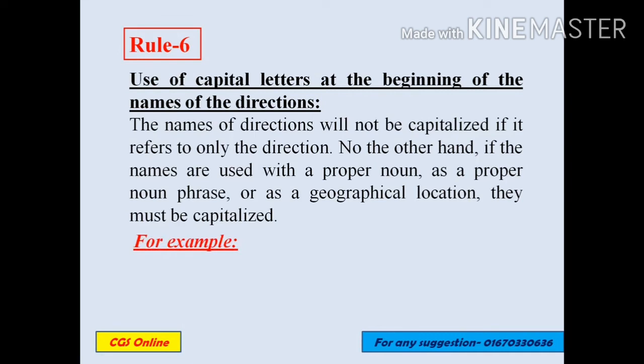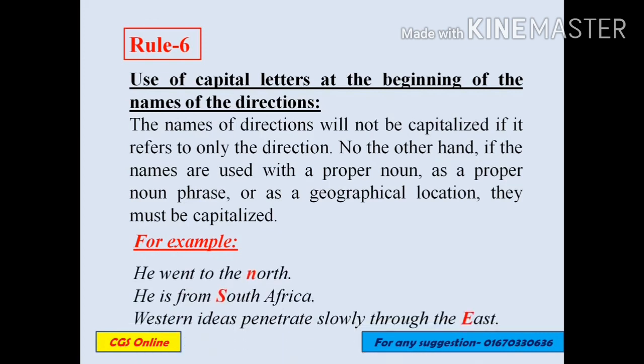Things will be easier to understand if I give you some examples. He went to the north. Here, north is the northern direction. That's why north is not written in capital case.